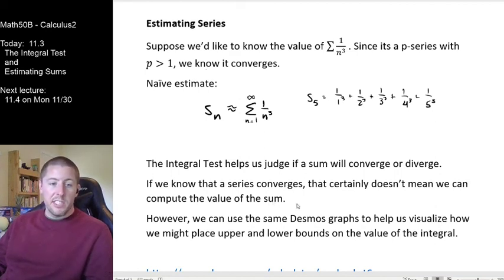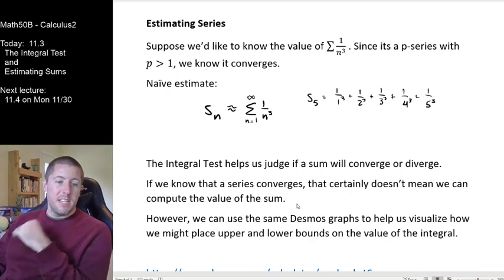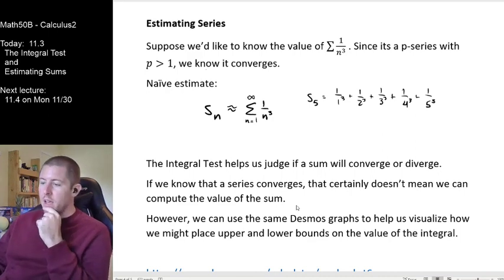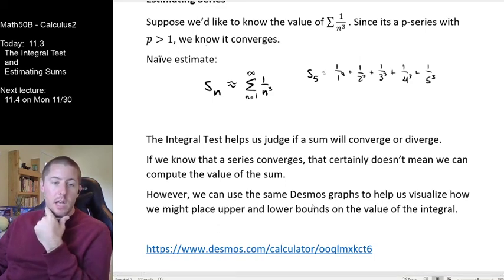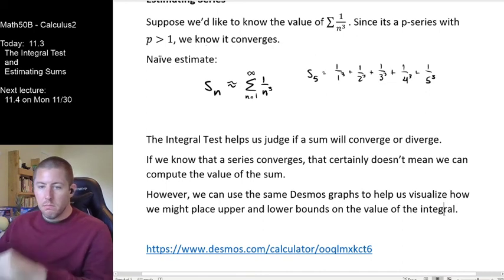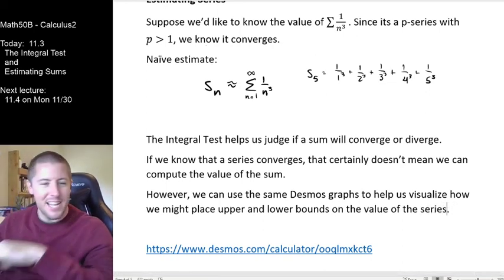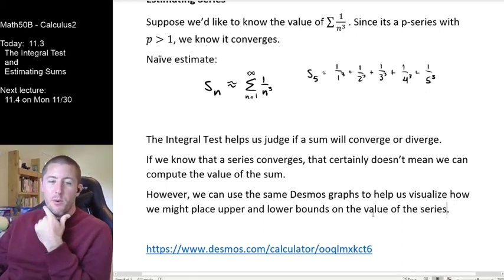Just because we found the integral converge to 5 up above didn't mean that the series value is 5. But we can use this same graphical idea to help us visualize how we might place upper and lower bounds on the value of the series, not the integral. The integral will be the bounds for the series.